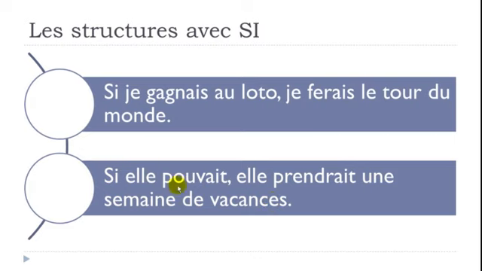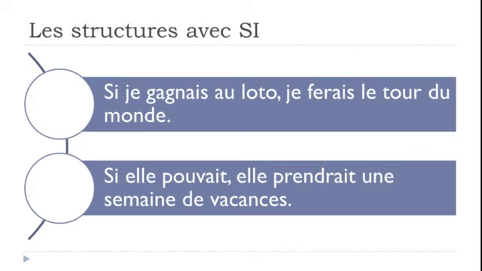Here you've got this pouvoir form, can, at the imparfait, and it's followed by the conditionnel présent. Prendre, to take. Une semaine, one week, de vacances, vacation, holiday. So if she could, she would take one week off. But in French, remember that we construct this sentence first with si, followed by l'imparfait, and that's the rule. Then after that, you put the conditionnel présent form.